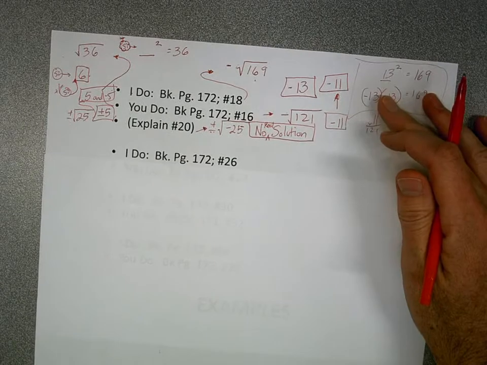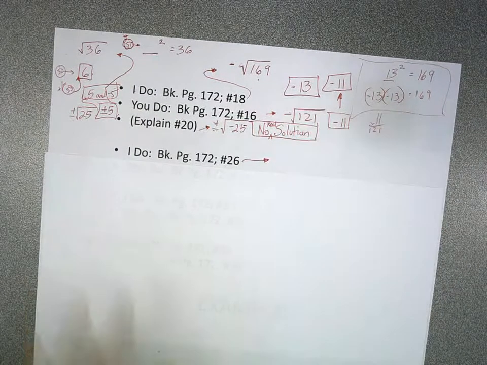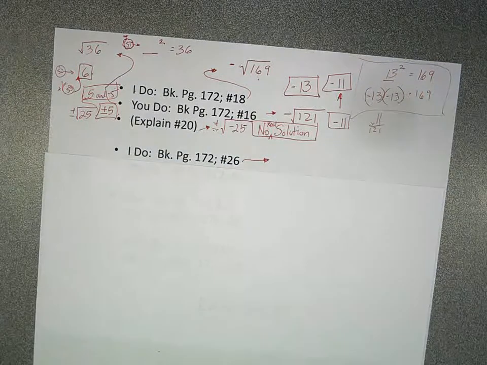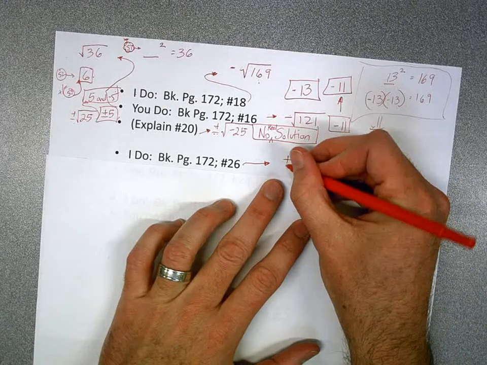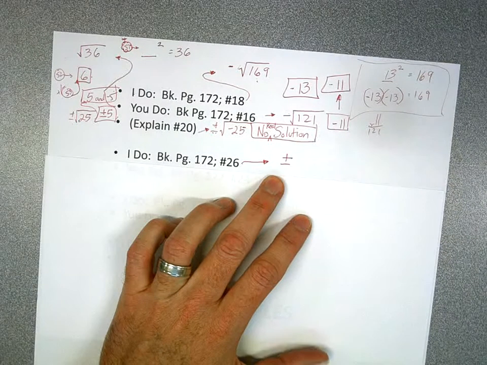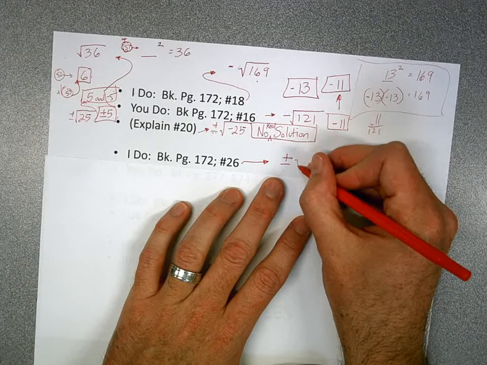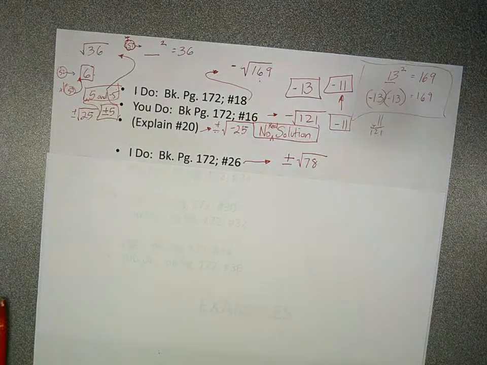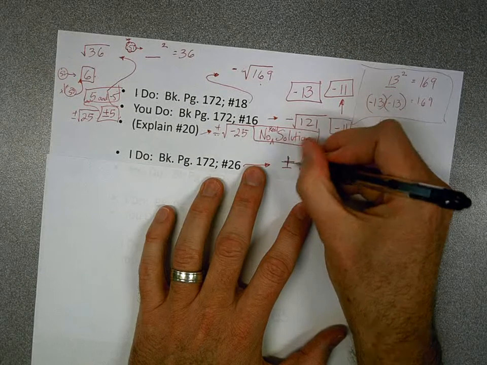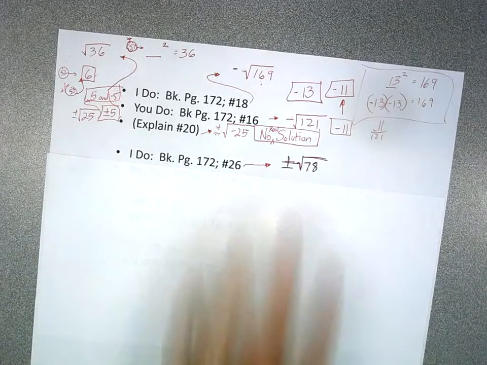Okay, here we go. Let's take a look at problem 26. Let's do 26 together. Problem 26 says this: give the positive or negative, or positive and negative, square root of 78. I'm going to use black here. They stand out a little bit better against the red. Okay, here we go.